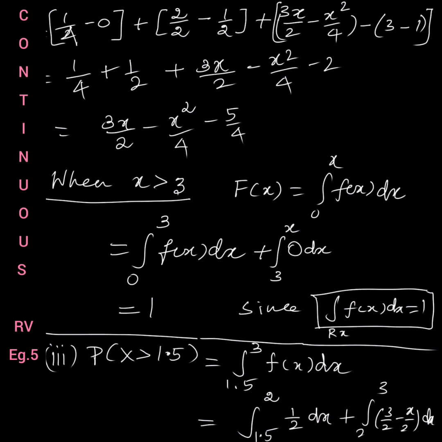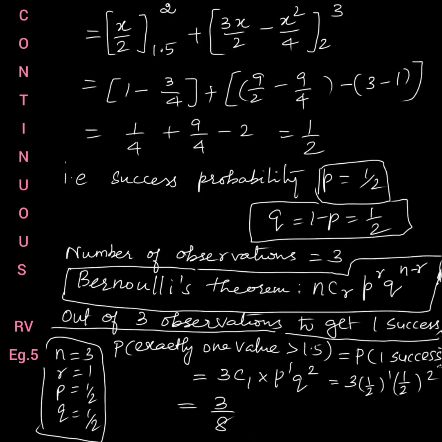That is integral 1.5 to 3 f of x dx. It is split as 1.5 to 2 and 2 to 3. So evaluating, we get the answer as 1 by 2. Now, the original question is there are three observations, and out of which exactly one satisfies this probability condition. So we have to find the probability as the final value.